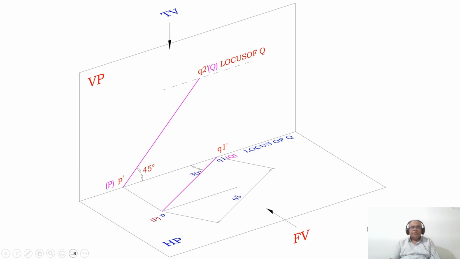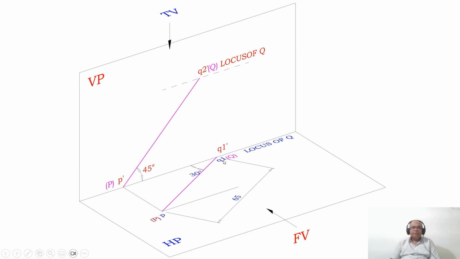Where exactly? If you look from the front view, P dash is already on the XY line. Q1 is on VP, so obviously it will be on HP. But Q1 dash, where exactly will it lie? Q1 dash will also lie on the same line as P dash. That means P dash is on HP, so Q1 dash is also on HP. Then only the line will be parallel to XY in the front view. If the front view line is parallel to XY, then only in the top view will you get the true length. So this line is the true length.